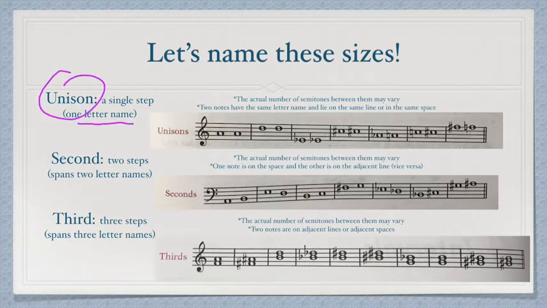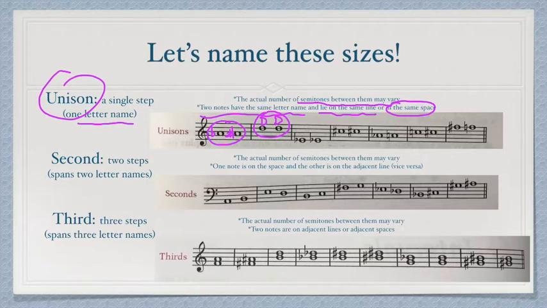Two notes have the same letter name or they lie on the same line or in the same space. They are called unison. But remember that the actual number of the semitones between them may vary. What does that mean? It may contain no semitone at all, like they can be exactly the same notes, like these two are all D. And if we write this as A flat and A sharp, then these two notes contain even three semitones, but they are still called unison because they are sharing one letter name and they lie on the same space.